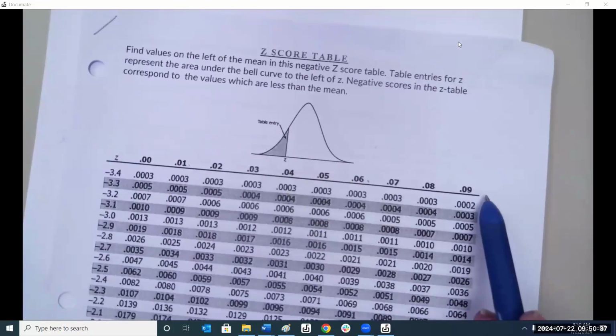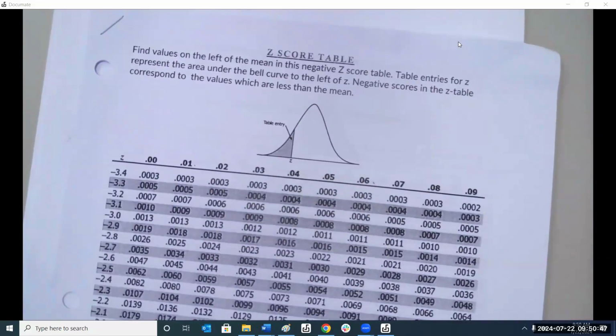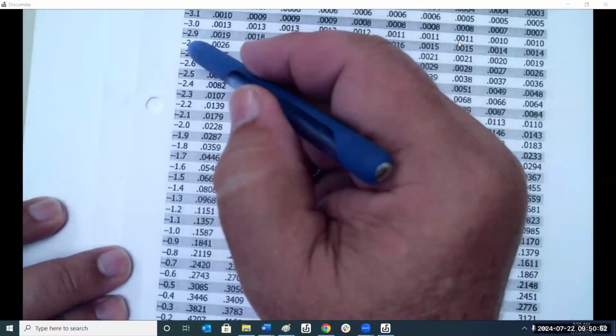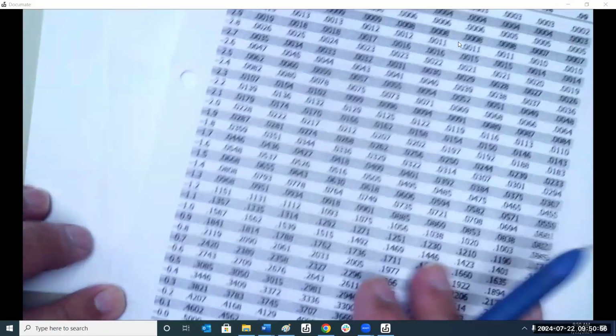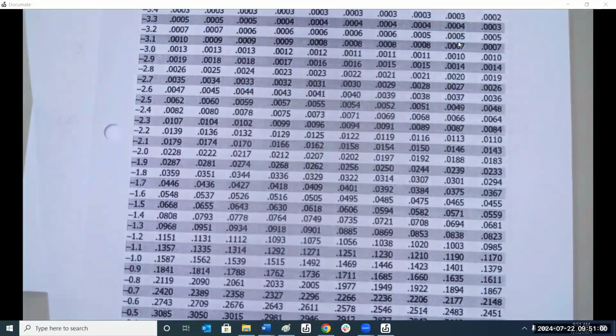These numbers on the top of the columns represent the second decimal place. Each of these numbers, 0, 1, 2, 3, 4, 5, 6, 7, 8, 9, are the second decimal places. The first decimal place on both sides is here on the left, the entire column. What you have to do is now find out where they match. Okay, we pick 0.06 with 2.4.